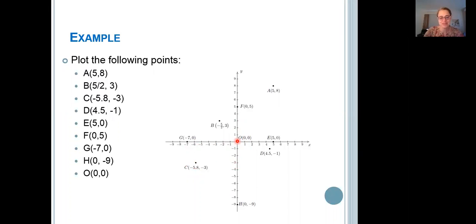Okay? If this bothers you, if you have any troubles with this, please ask the question, because this is absolutely foundational. X always comes first, and X's are picked up from the horizontal x-axis.